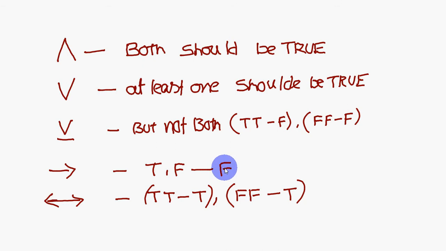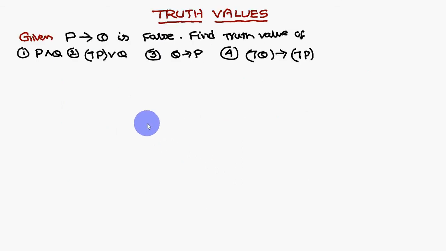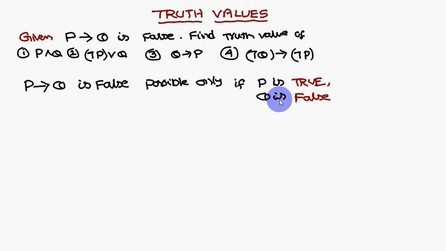TF is F. So if you consider this one, P conditional Q is false happens only in one case. What is that? P is true and Q is false. Therefore the values are P is true and Q is false. Now what is P and Q? P stands for true, Q stands for false. The AND symbol says both should be true. Here both are not true, therefore the answer is false.